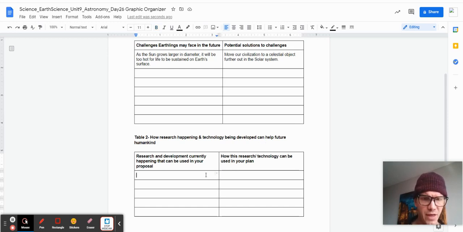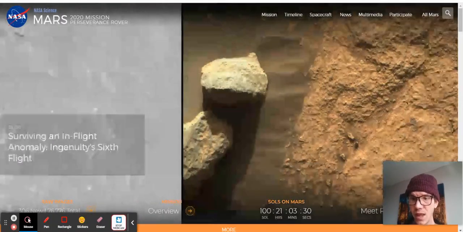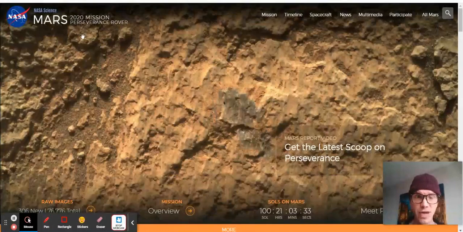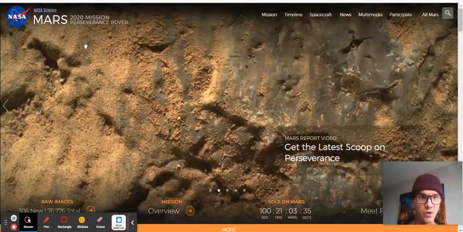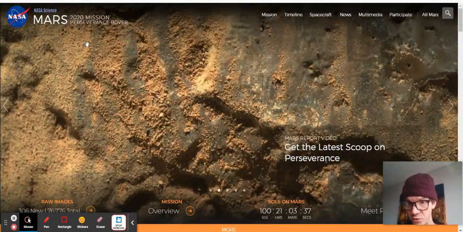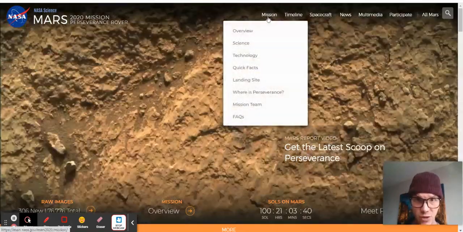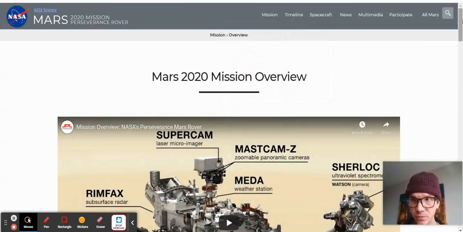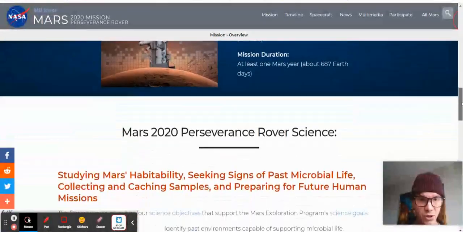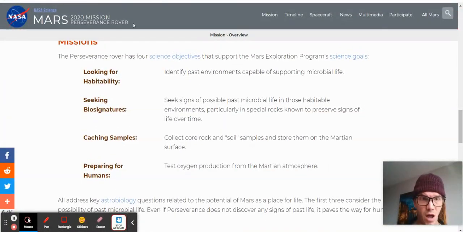So a couple things that you might want to consider or might want to look into. One place I would recommend is checking out NASA's website and the work that they're doing right now with the 2020 Perseverance rover that they just landed. If you check out the mission page, you'll see that one of the four main missions of the Perseverance is to look for signs of habitability. So can we actually live here? And the fourth mission is preparing the surface for humans, eventually for humans to colonize Mars.